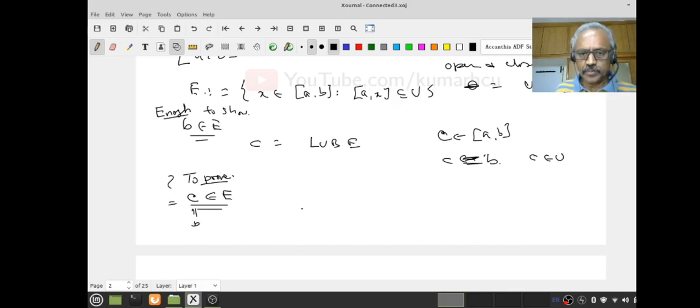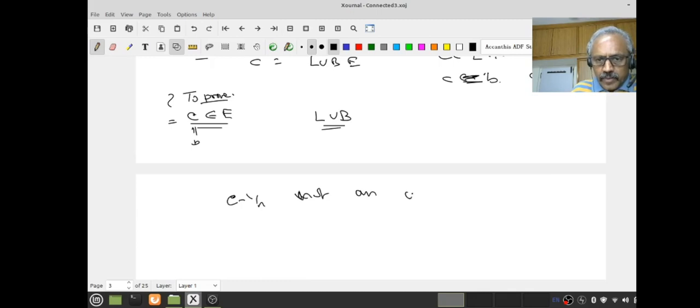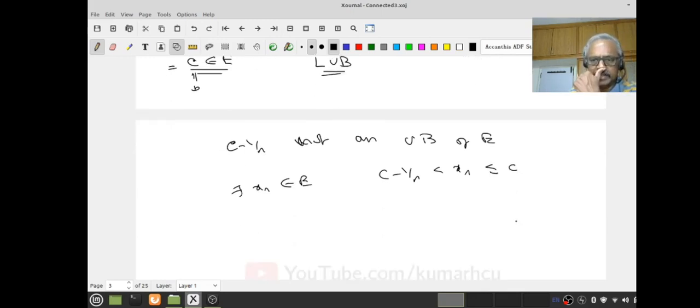How do I prove that? It's again using LUB. So you will see how many times I have to use the LUB nature. With the LUB of E, let's look at C minus 1 by n. Then this is not an upper bound. Therefore, there exists an Xn in E with the property that C minus 1 by n is strictly less than Xn, and Xn is less than or equal to C because C is an upper bound.